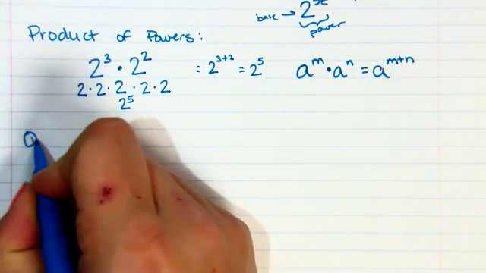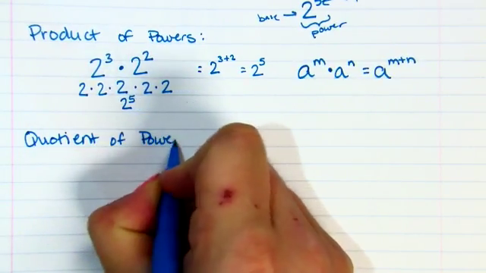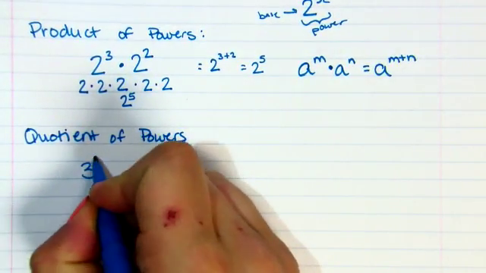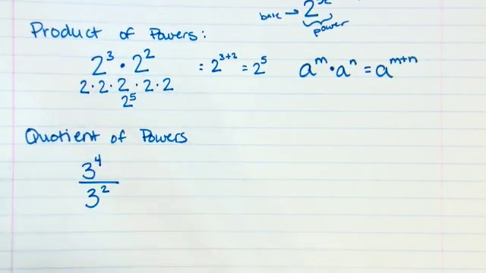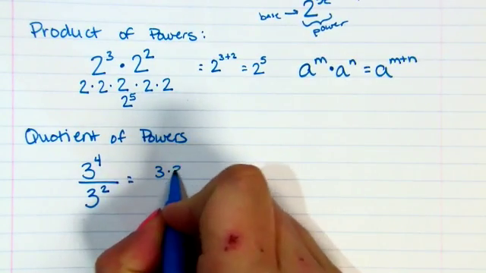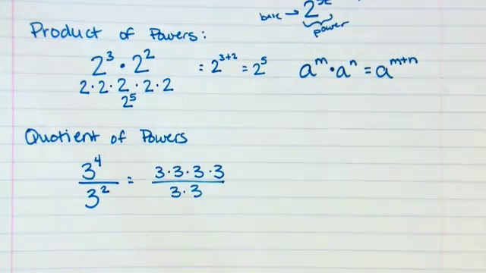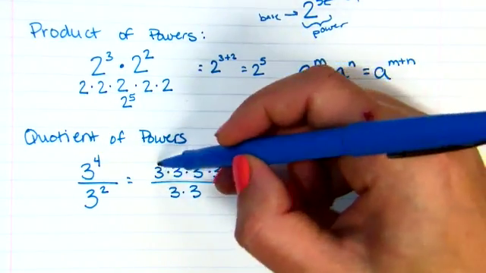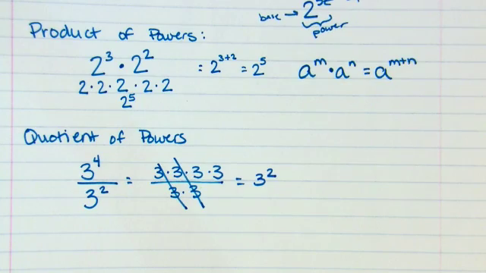We also have a rule talking about the quotient of powers, which is exactly the same, but now we're dividing. So if I had 3 to the 4th power divided by 3 squared, again, I could write it out the long way. That would be 3 times 3 times 3 times 3. My denominator would be 3 times 3. And then you'd see I have a couple of 3's that I can simplify out. I can factor out a 3 here, I can factor out a 3 here, and I'm left with 3 squared.